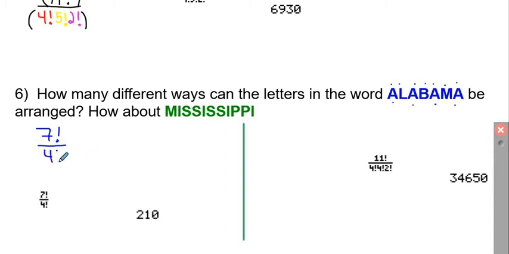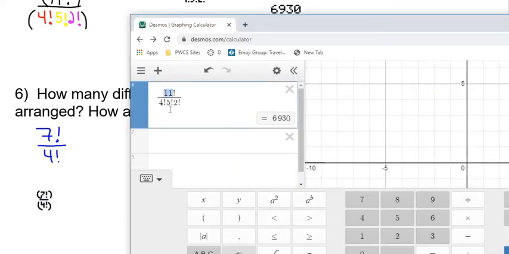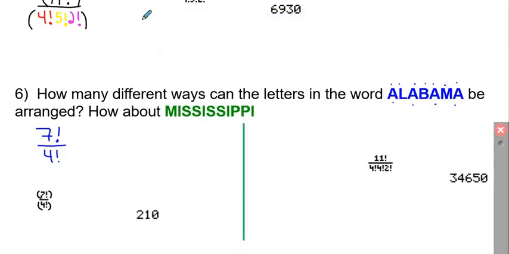And so that would just be, again, using the fraction button on the calculator. If you don't have a fraction button, you have to put this in parentheses every time. If you use Desmos, you would just come over here and say this is 7, and then this, of course, is just 4, and then it's done. 210 ways to write out the letters of Alabama.